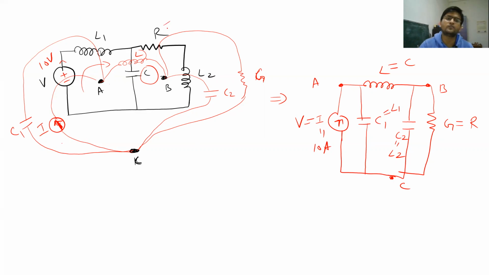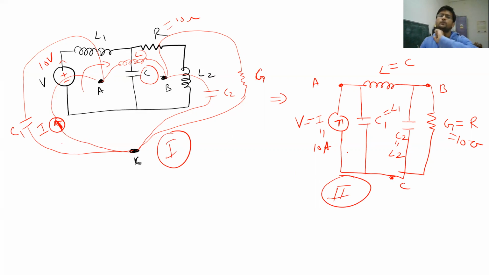Suppose this R was 10 ohm. So now this G value will be 10, but not ohm, it will be mho, right? MHO, mho, or Siemens. So similar to that, all the elements you will convert and keep the values as it is as the first circuit, right? So this circuit is now the dual of the first circuit. So this is your first circuit and this is your second circuit.